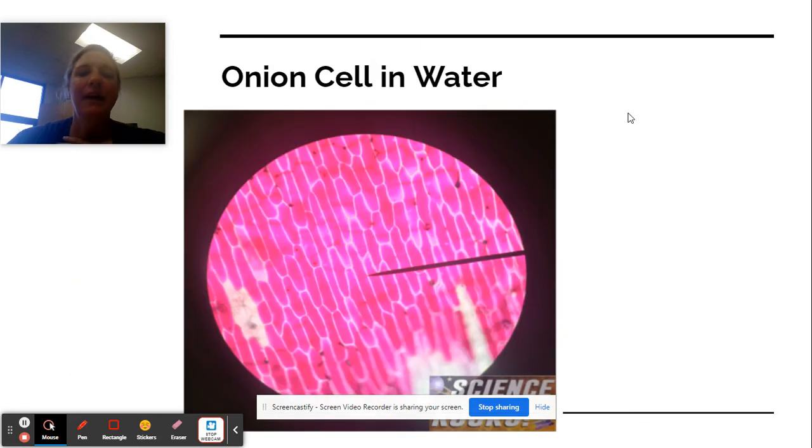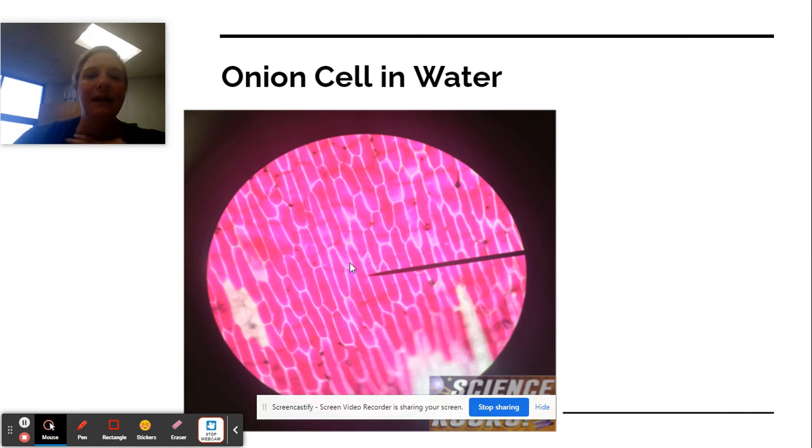Onion cell and water. This didn't work out for a lot of you, but what I was wanting you to see was really the outside of each cell. You can see the cell wall is intact here, just in water. This was an introduction to cell transport and what we call osmosis, the moving of water across the membrane, and how the cell membrane controls what can come in and out of a cell in certain ways. And we're starting to learn that.